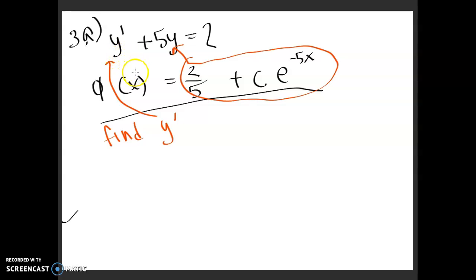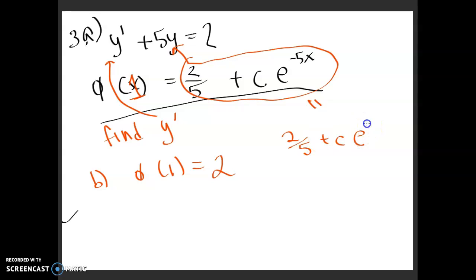For B, assuming every solution has this form, find the solution satisfying. Okay, so you guys are given that function of 1 equals 2. So your job is to find C. If you plug in 1 into the given formula, then your equation is going to be 2 over 5 plus c e to the power of negative 5. And we know that this is going to be equal to 2, because in the problem of B, this is 2. Now you guys can find what C is.